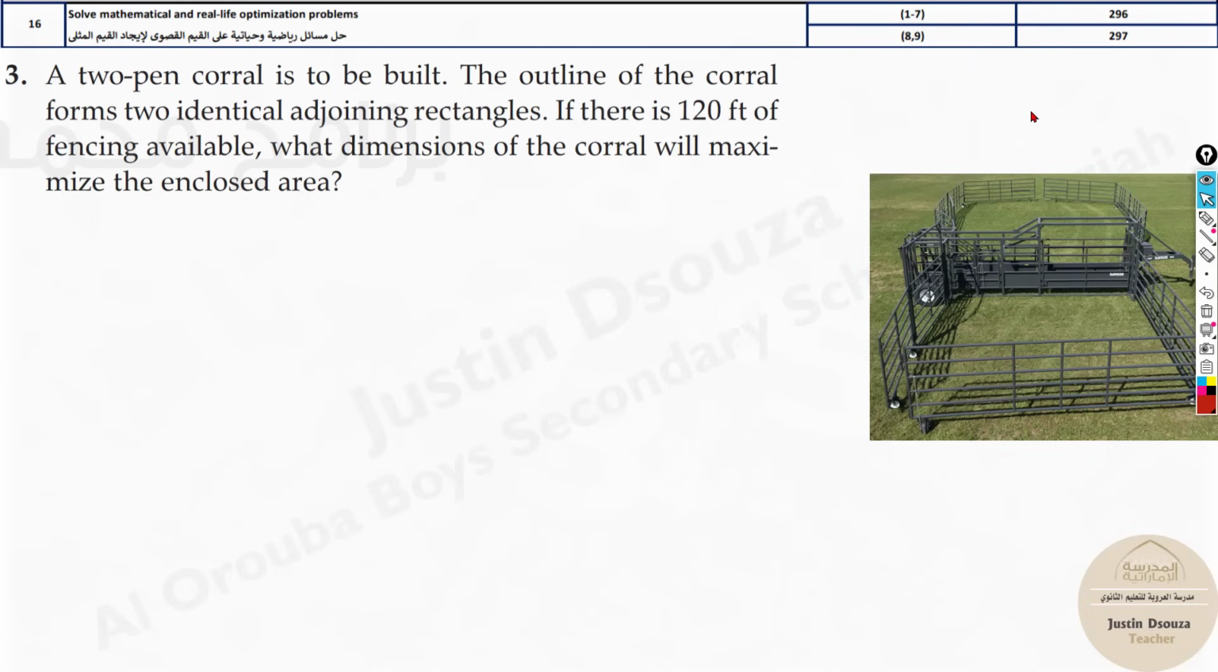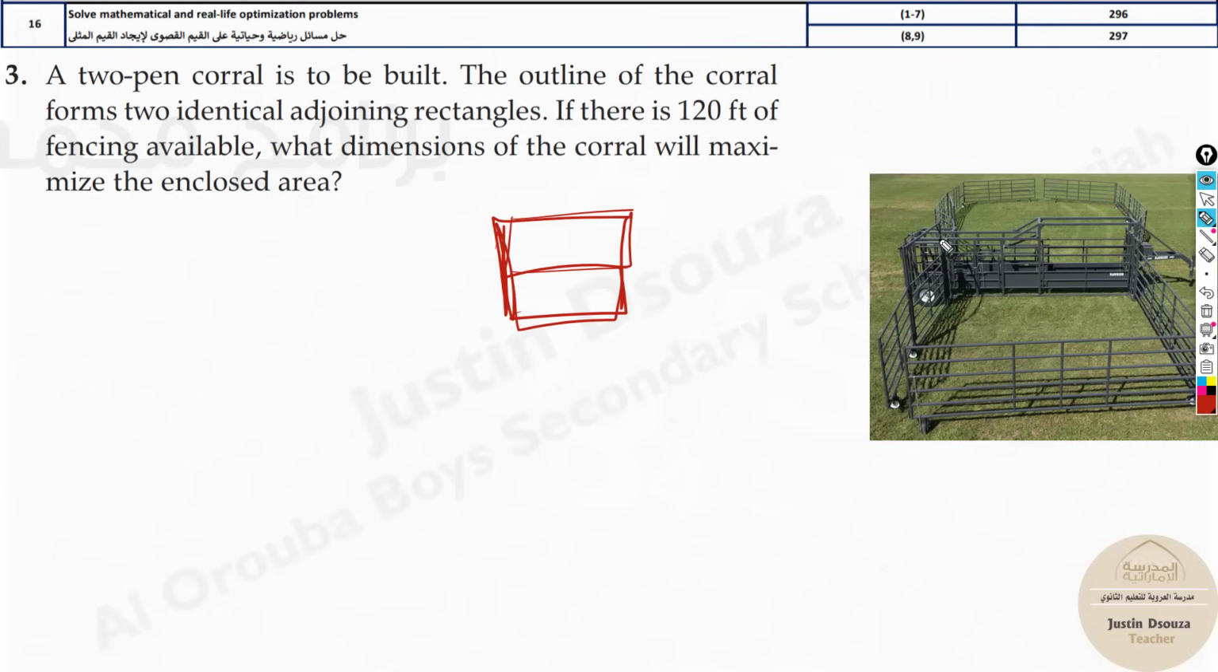And now, this one, I will solve it over here. The thing is, if you look at this, a two-pen coral is to be built. What exactly is a two-pen coral? It's something like this, a place where you can protect the sheep or cows or something like that, where it's two joined enclosed places. Basically, it's like one rectangle and one more rectangle joined together, and they are equal. Okay, this is a two-pen coral.